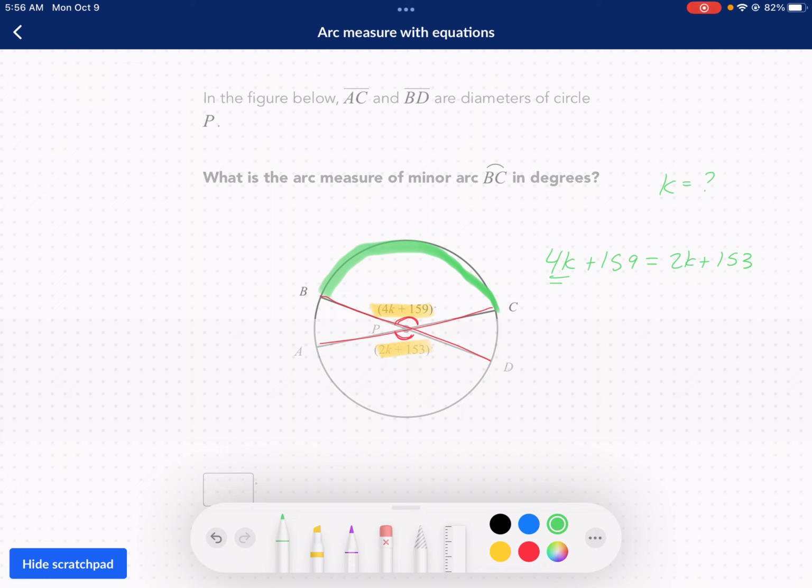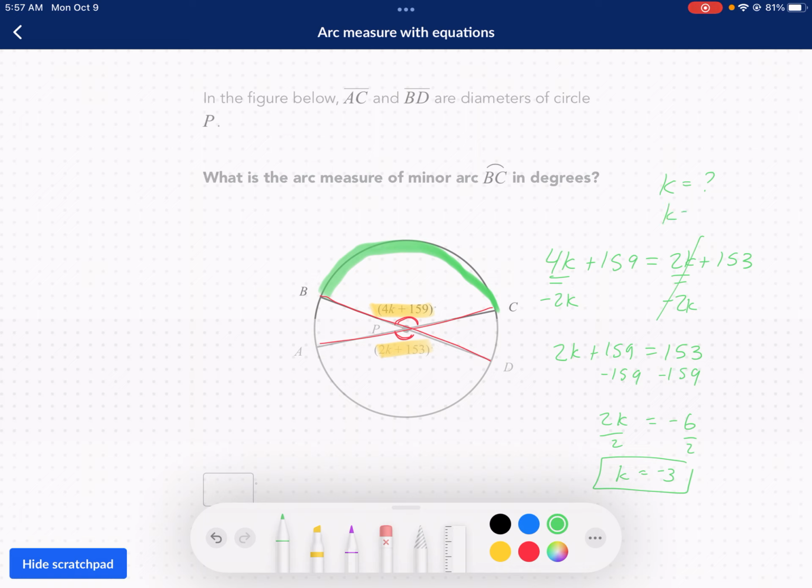Anytime I have variables on both sides like this, I want to get the variables together first. That's going to save us time, and it's a more efficient process. I always like to subtract the smaller of the two. So once I do that, I get 2K plus 159 equals 153. From there, I'm going to subtract 159 to get the variable by itself. I get negative 6 on the right now, and I have 2K equal to that. So after I divide by 2, I get K equals negative 3.